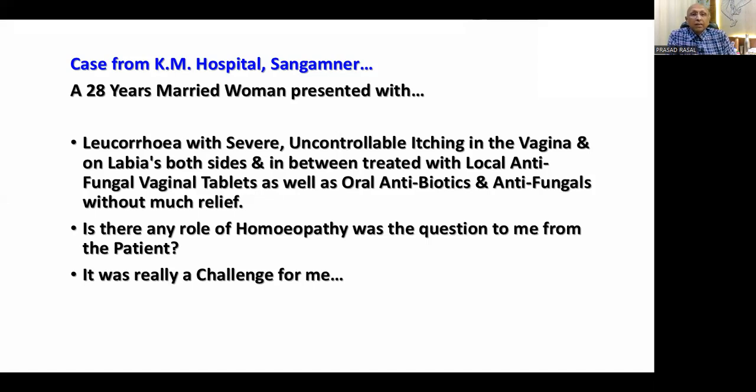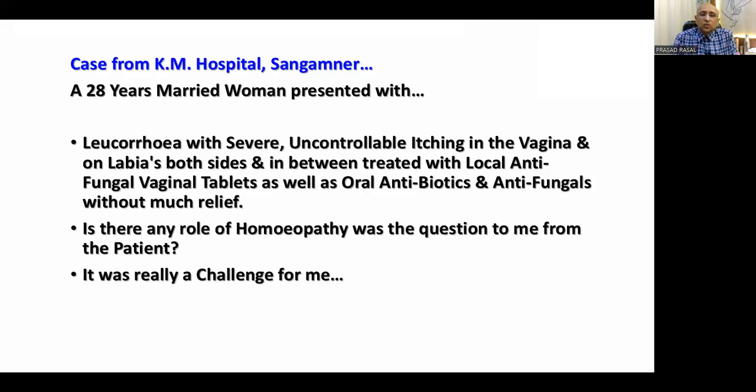The remedy was in my mind because I had learned the remedy, but without proof I never prescribed. The patient asked me one question: is there any role of homeopathy? It was really a challenge for me. Whenever such a question is asked about homeopathy, I think, yes, how will I treat this and show that homeopathy works for it?